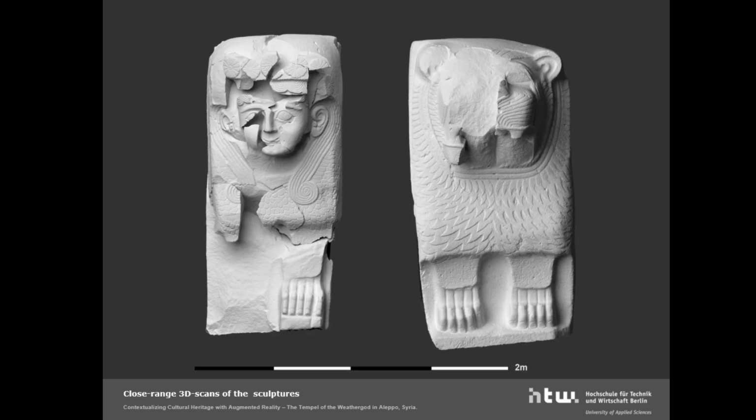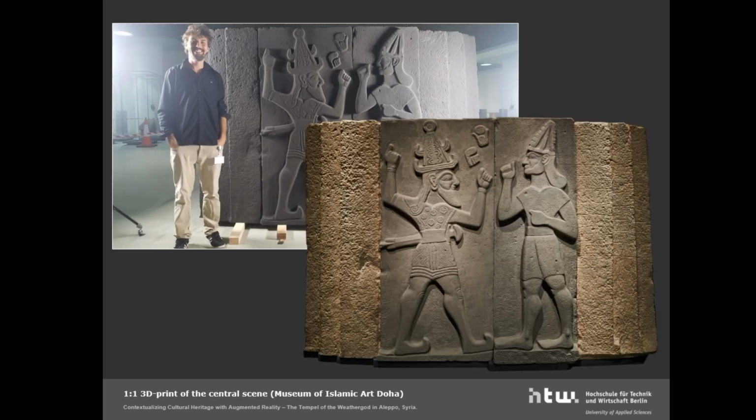And we recently had a very fortunate opportunity. There was an exhibition in the Museum of Islamic Art in Doha, on the topic Syria Matters. And we were able to print the original scene at 1-to-1 scale. That means 3 meters by 2 meters by 50 centimeters, 2.5 tons. And it was then shipped from Berlin to Doha.